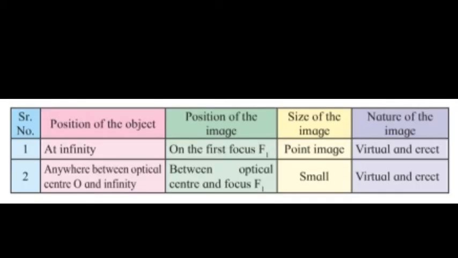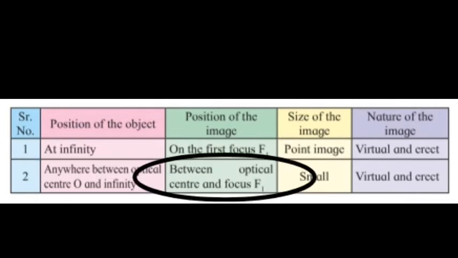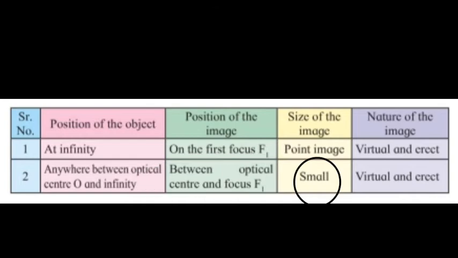Now we will see our second point, when the position of the object is between optical center and infinity. At that point we will get the position of the image between optical center and the focus. The size of the image will be very small and the nature of the image will be virtual and erect. This we will see through a diagram.